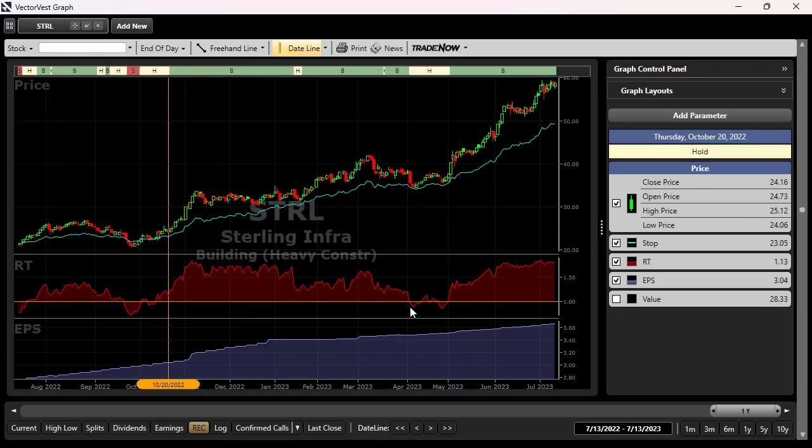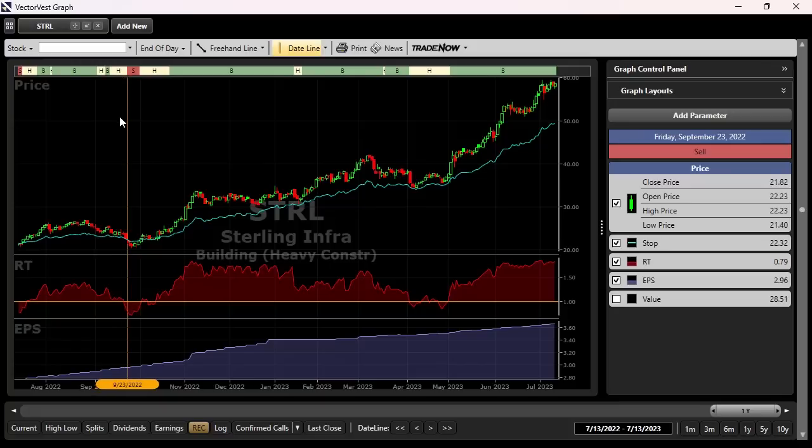When that RT performance is actually slowing or flattening, that can be a precursor to a pullback. So bottom line, the best entries are therefore when RT tells us the price is rising and accelerating. Best exits are when RT falls below 1 and the recommendation profile changes to sell.